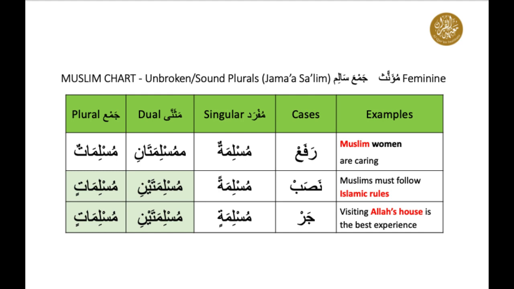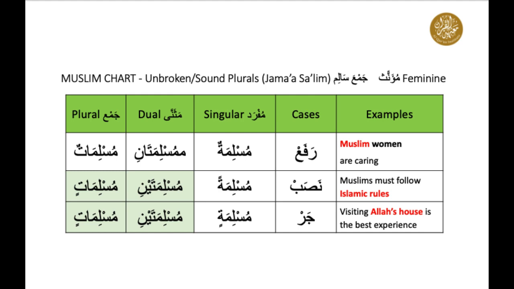Last example, visiting Allah's house is the best experience. Allah's house, there is a relationship of possession here. The house is possessed by Allah. So the relationship in Arabic is called mudaf ilayhi relation. When mudaf ilayhi relation comes in the sentence, the noun will have majroor or jar status.